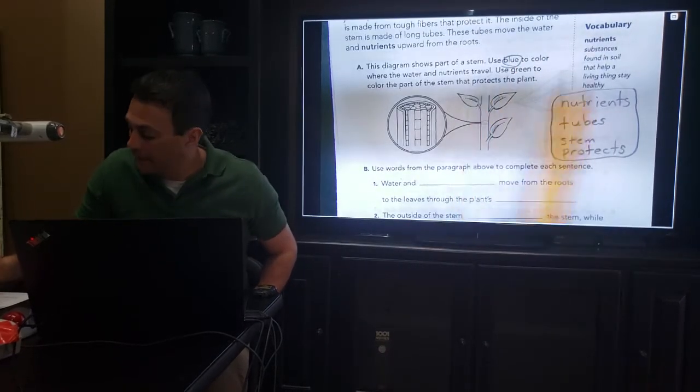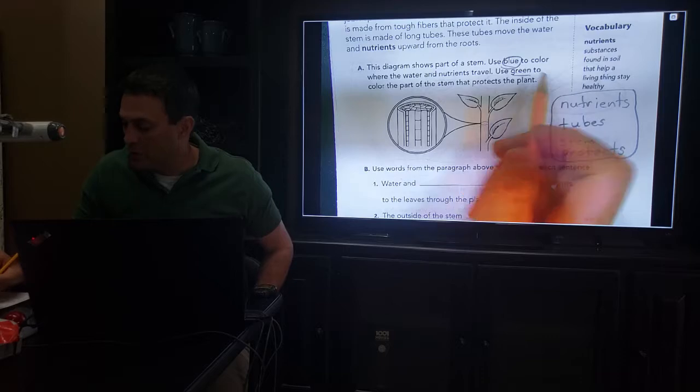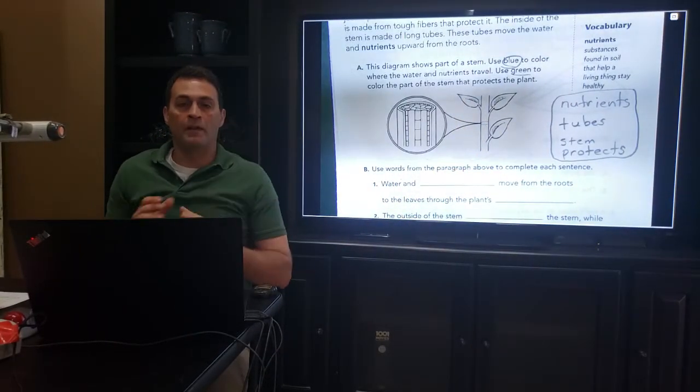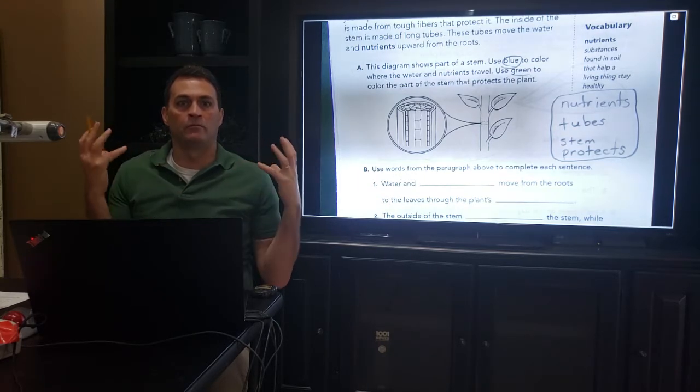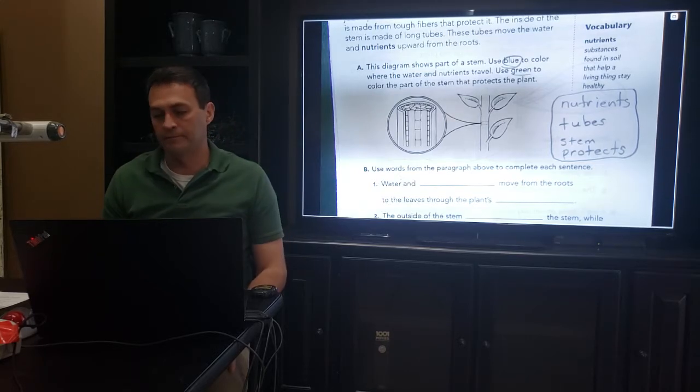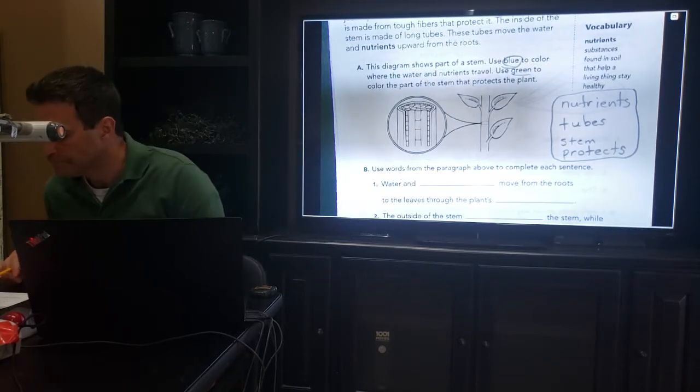Use green to color the part of the stem that protects the plant, okay? So think about like a knight wearing armor. Where's that armor at on the knight to protect the knight, right? It's on the outside. Okay.